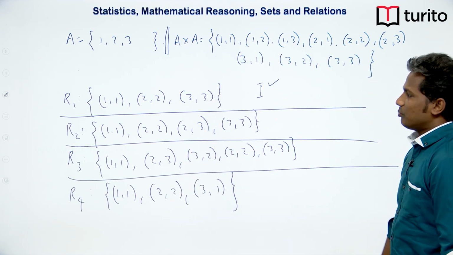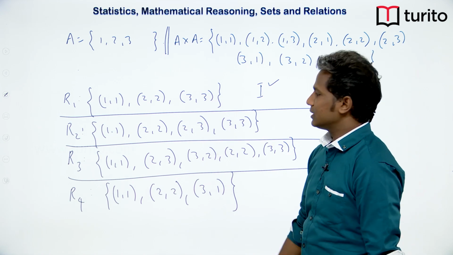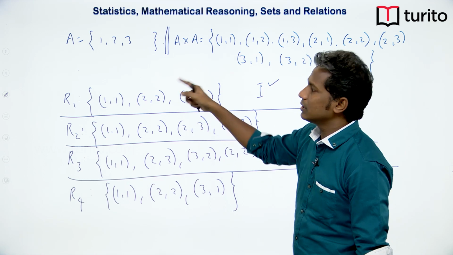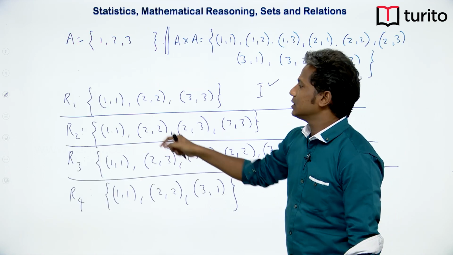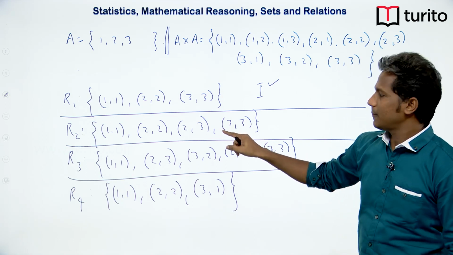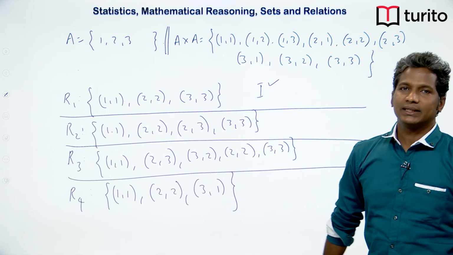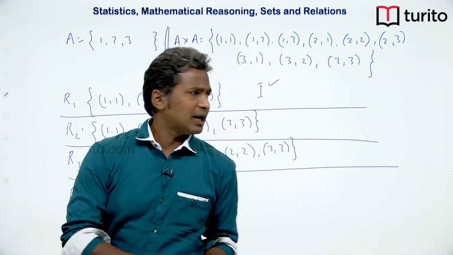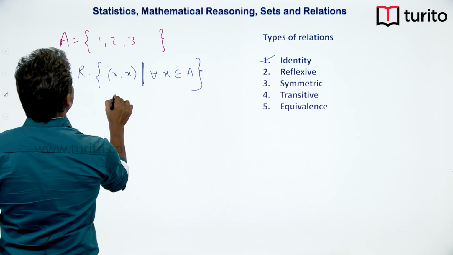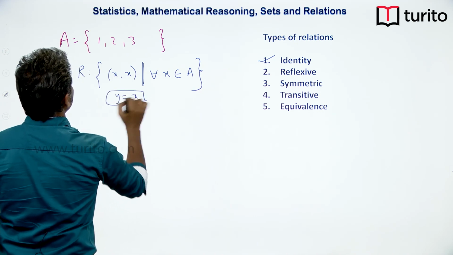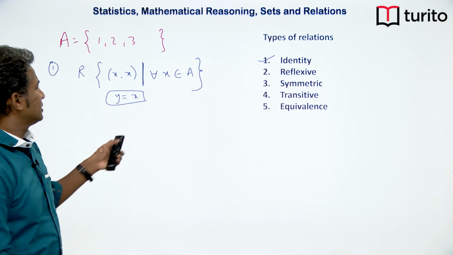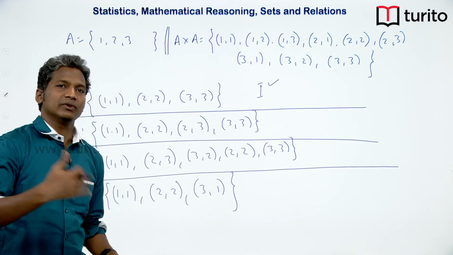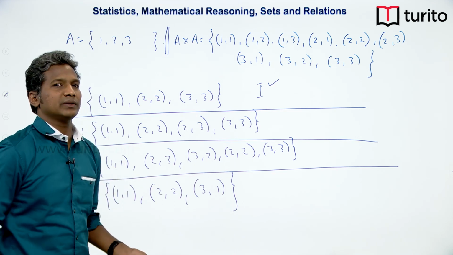Okay. Can we call the others as identity relations? For example, in R2, 2 comma 3 element is not falling under the definition of x comma x. So this is not identity relation. Similarly, others are not identity relation. So only the first one is identity relation. In identity relation, remember that we will get a definition like y equal to x. Okay. So for all elements in that set, x and y must be always equal. That means image and pre-image must be always equal.